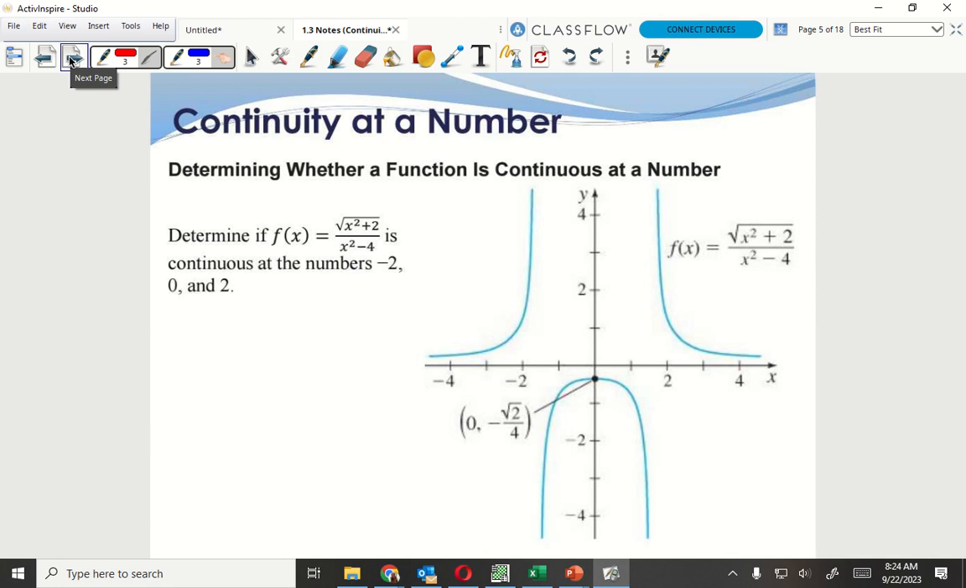This is what my graph looks like. So again, I have asymptotes right there. I have vertical asymptotes at 2 and negative 2. But this piece right here was continuous at 0. So that's looking at this using a graph. I could tell they're not continuous here.